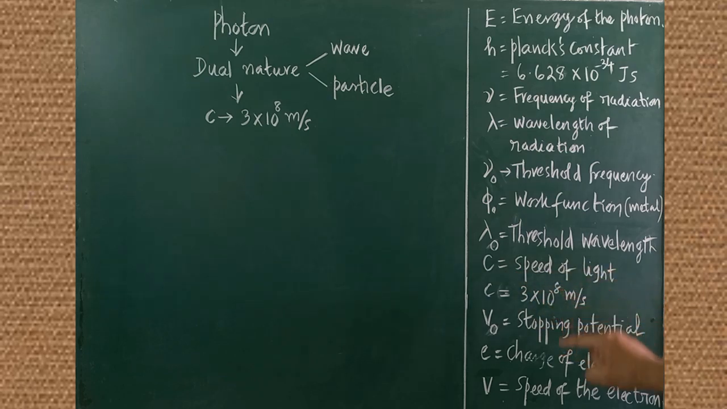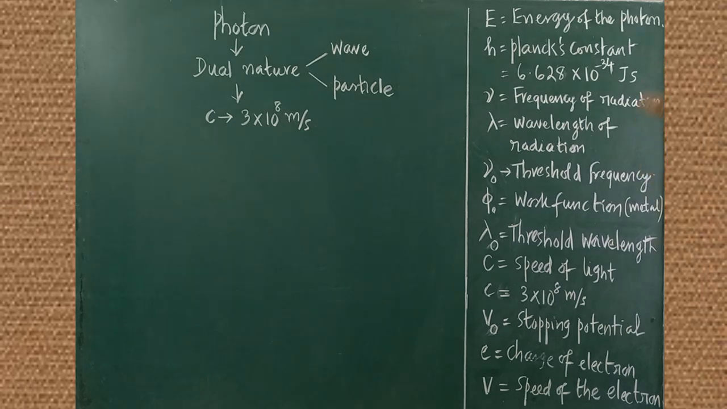10 to the power of 8 meter per second, V0 is called the stopping potential, e is called the charge of the electron, and v is the speed of the electron. So these are the very basic fundamental notations which are often used everywhere in photoelectric effect problems.